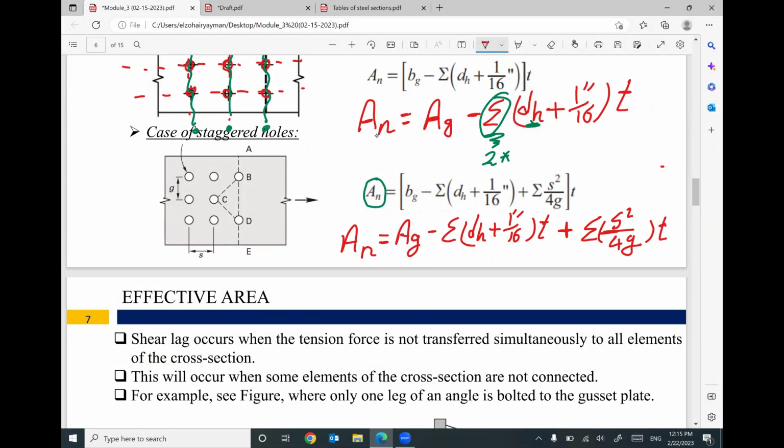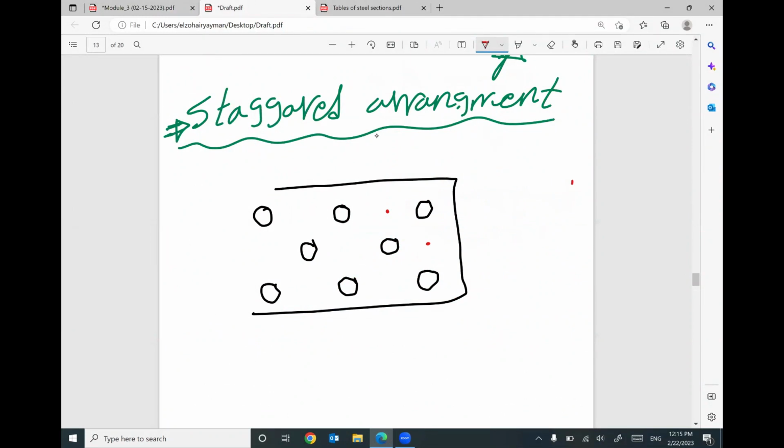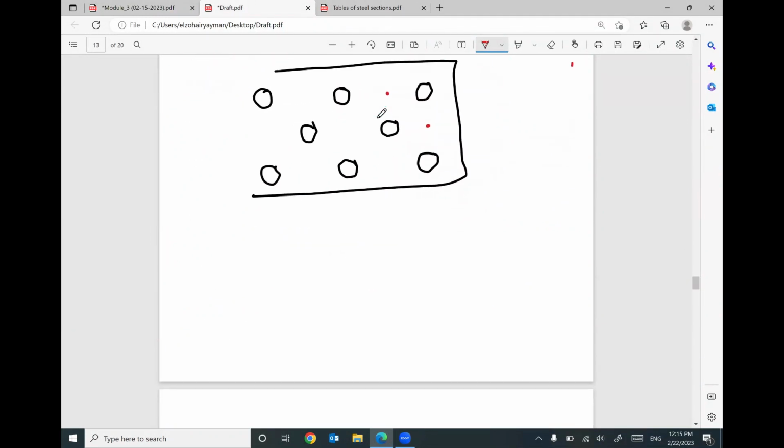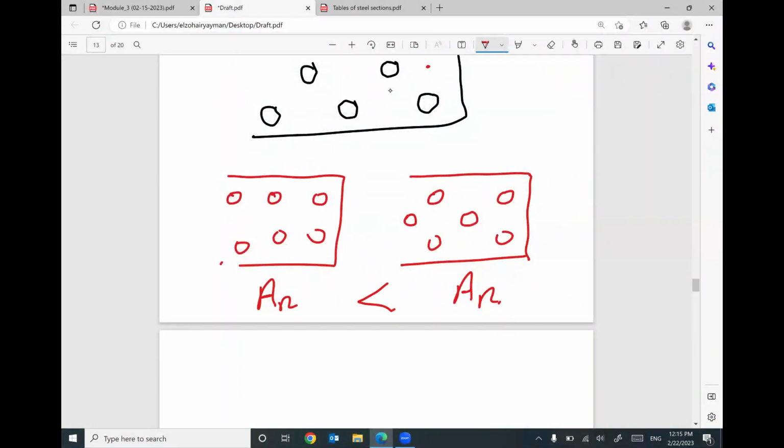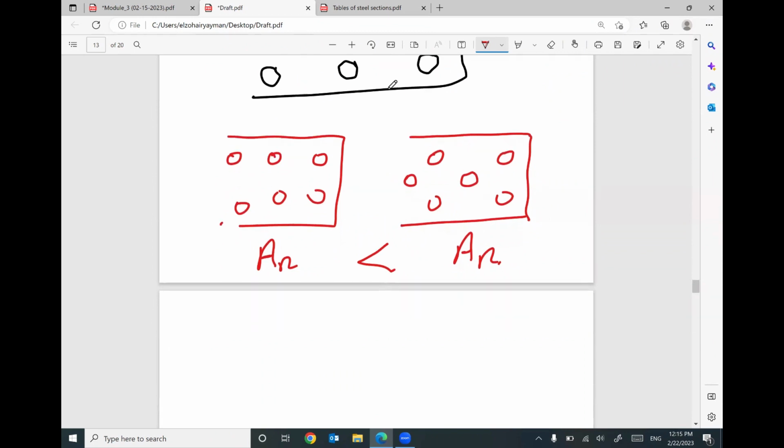So there is a good question, but this is an advanced question for your PE exam, for example. If you have this parallel arrangement, we have here 6 bolts, and we have the same 6 bolts, but they are arranged in a staggered way. Do you think the area net here will be bigger, or the area net here? Which area net will be the biggest? I think the area net for the staggered arrangement will be bigger for one reason.